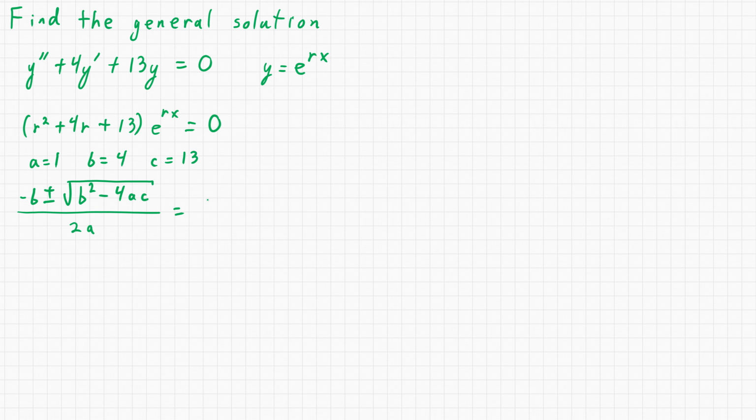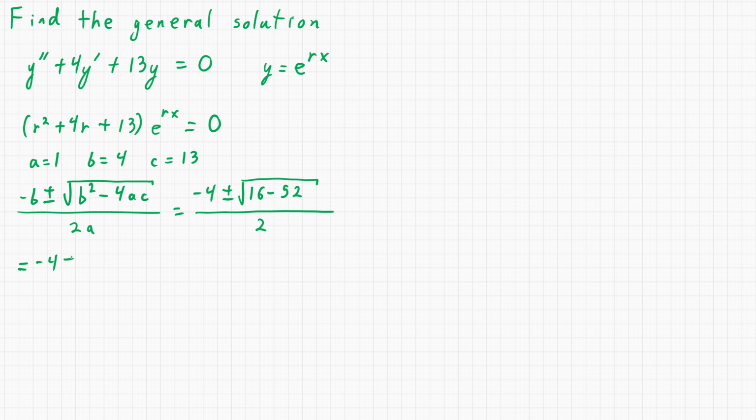Okay, well that ends up being negative b, so I have negative 4 plus or minus square root b squared, so that's going to be 16 minus, okay, I've got 4 times 1 times 13. That sounds like 52. Yeah, I think that's right. And then over that is just 2. All right, then let's keep going.